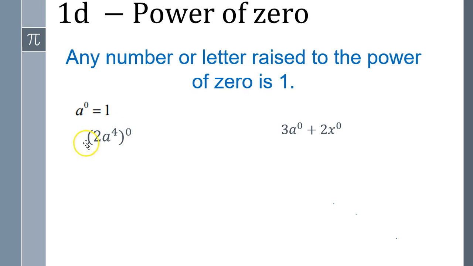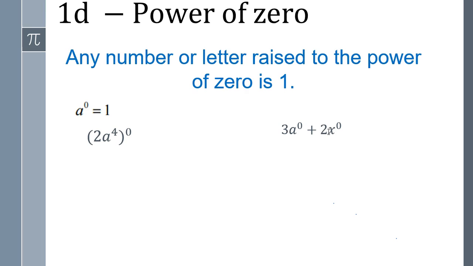Okay, so in this first case, it applies to the entire bracket. In this second case, it only applies to the A. It doesn't apply to the 3. Okay, and it only applies to the X. It doesn't apply to the 2. So you just need to be careful that when you see something raised to the 0, you just don't wipe everything out and say, oh, it's 1.